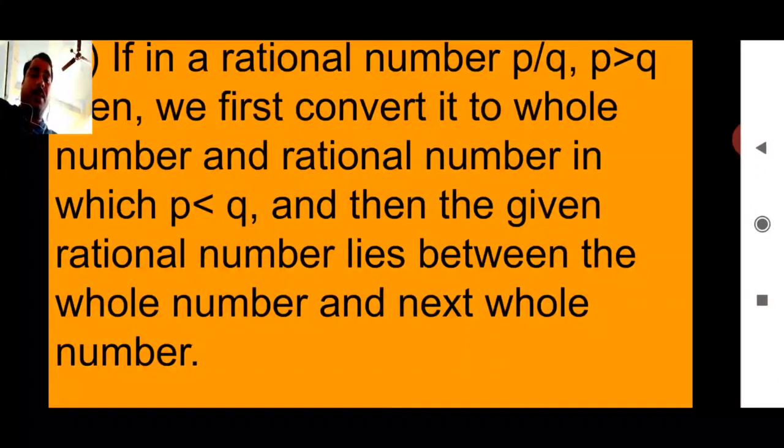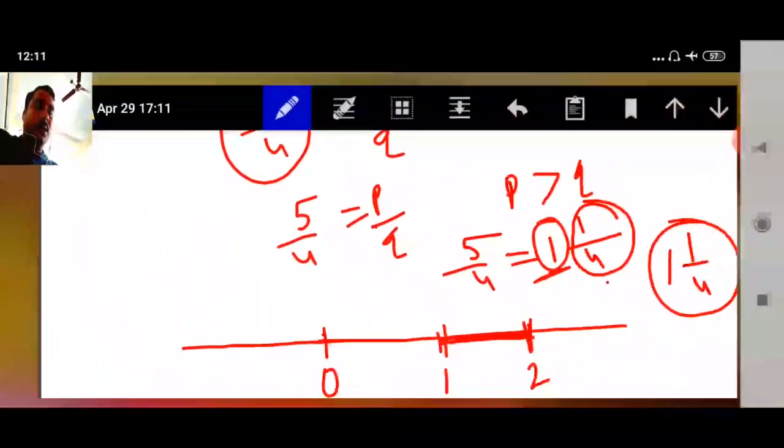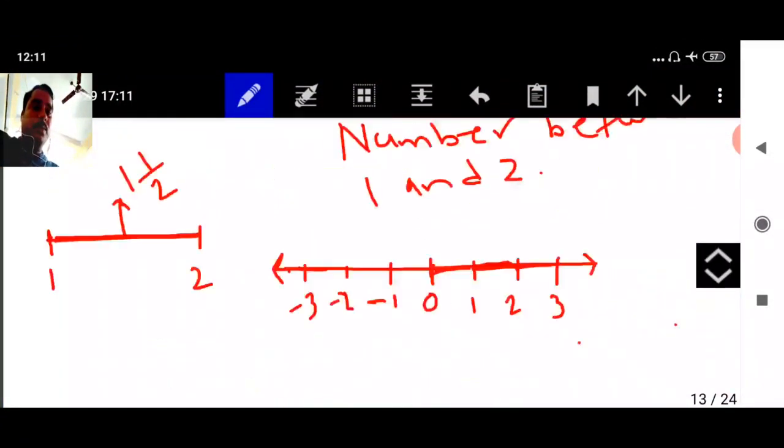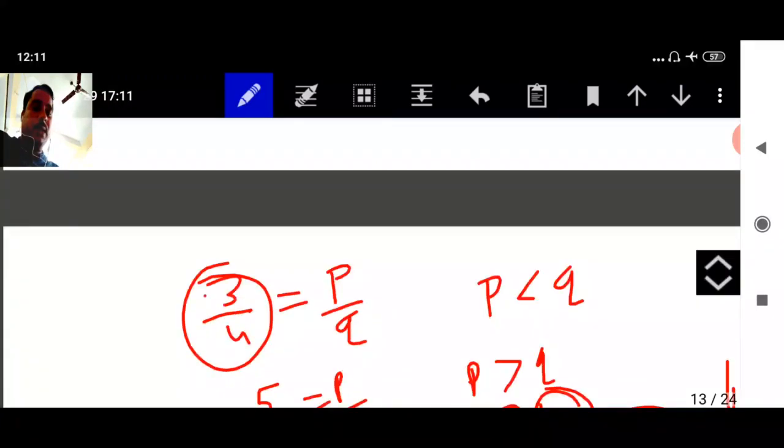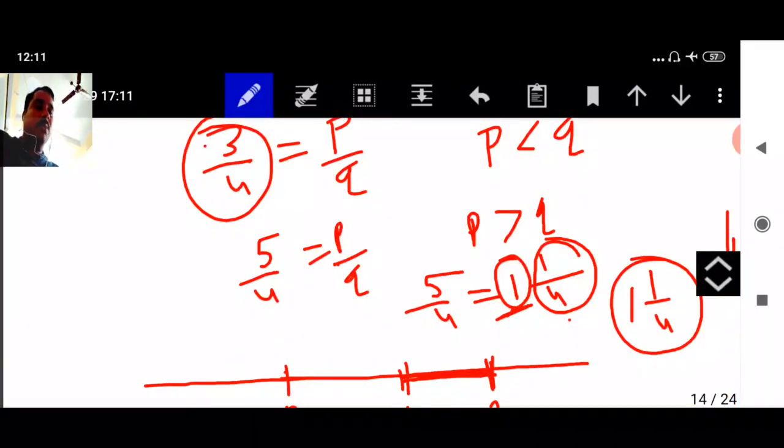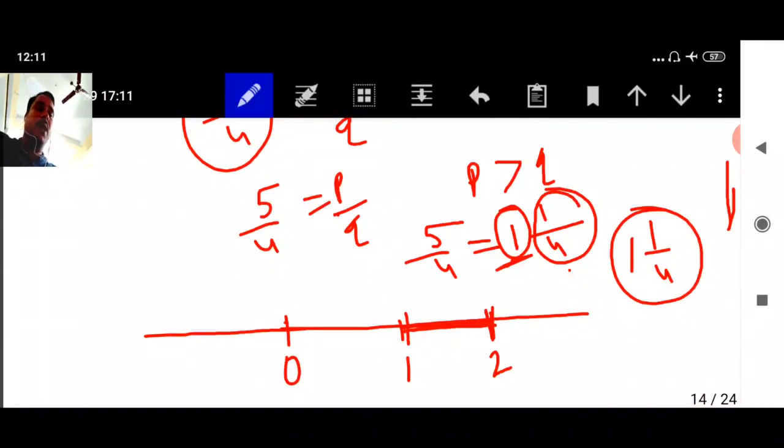Here we discussed two types in which p by q. If p is less than q, then the number lies between 0 to 1 or 0 to minus 1, and if p is greater than q, the number lies between a whole number and the next whole number.